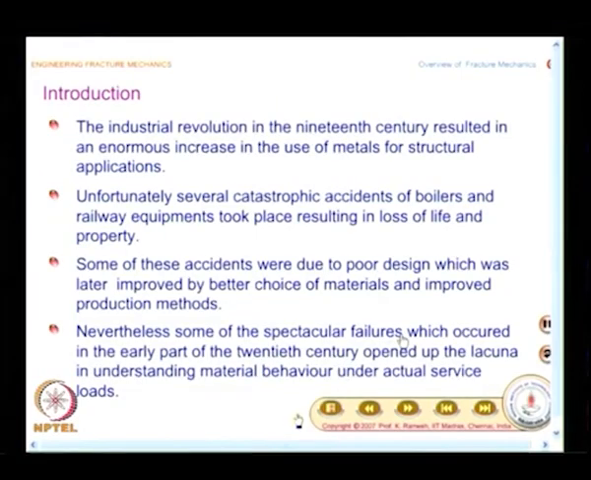because at some point in time you decide you have understood how structures behave in actual service conditions, and you find there is a lacuna in understanding. Your simple remedial solutions, like improving the design or changing the material, were not sufficient. So, they had spectacular failures which opened up the lacuna in understanding material behavior under actual service loads. So, once you understand that you have spectacular failures, you have to deal with it; there is no other go.